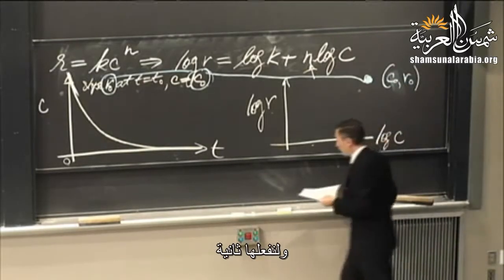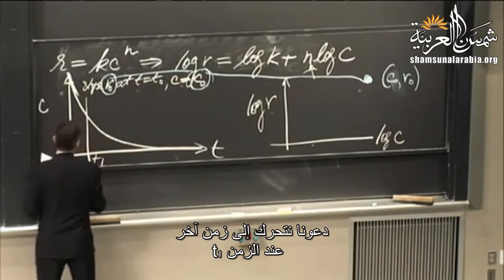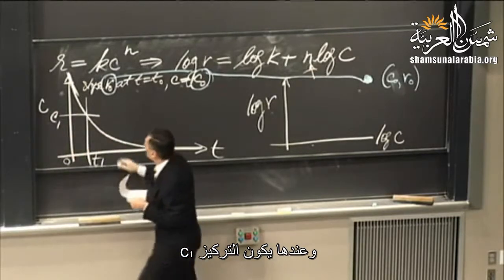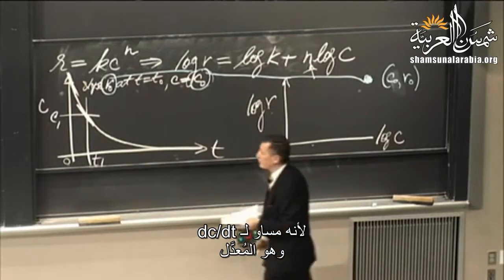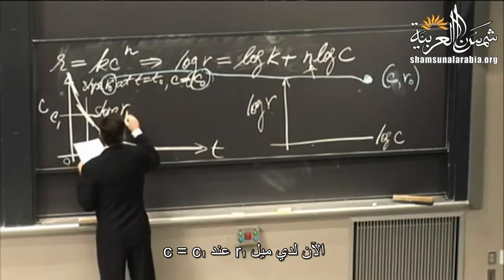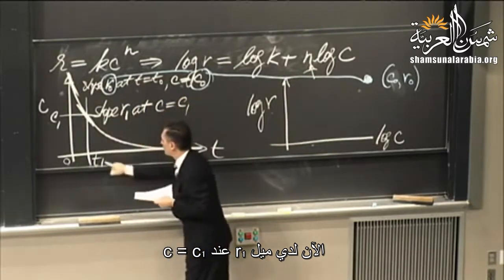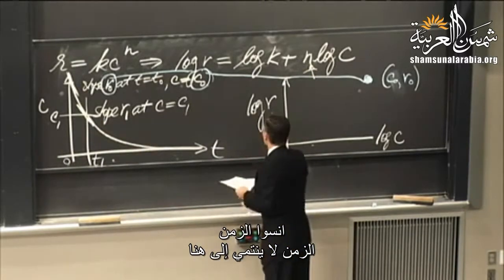Okay? And now let's do it again. So we'll come down here to some later time. Let's call this T1. And at T1, the concentration has fallen to C1. And I take the slope of this. Why am I taking the slope? Because it's dc by dt. That's what the rate is. So here now I've got slope R1 at C equals C1. Right? R versus C. Forget time. Time doesn't belong here. All right?